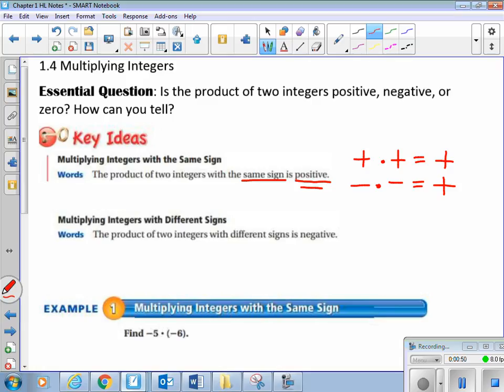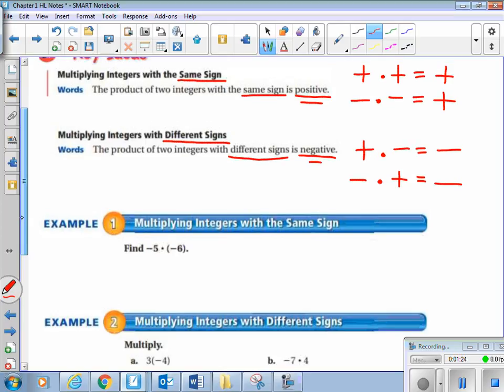Multiplying integers with different signs. The product of two integers with different signs is negative. So for example, if I have a positive times a negative, since my signs are different, my answer is negative. If I have a negative times a positive, again, since my signs are different, my answer is negative. So all you're doing is multiplying the numbers and following those two rules. Same sign, always positive. Different sign, always negative.